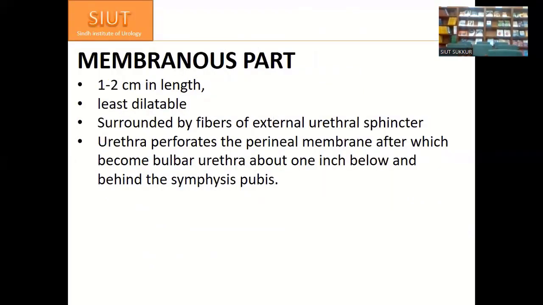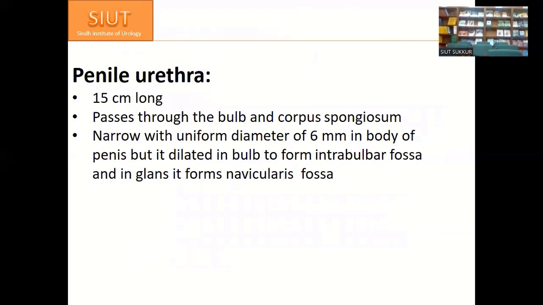The membranous part of the urethra is the shortest part, 1 to 2 centimeters in length. It is the least dilatable and is surrounded by fibers of the external urethral sphincter. The urethra perforates through the perineal membrane, after which it becomes the bulbar urethra, about 1 inch below and behind the symphysis pubis. The penile urethra is about 15 centimeters long, passes through the bulb, and is surrounded by the corpus spongiosum. It is uniform in diameter, about 6 millimeters in the body of the penis, but it dilates in the bulb to form the intrabulbar fossa, and in the glans it forms the navicular fossa.